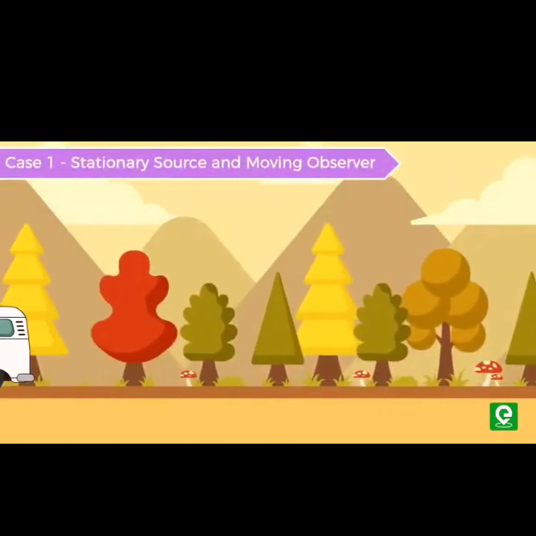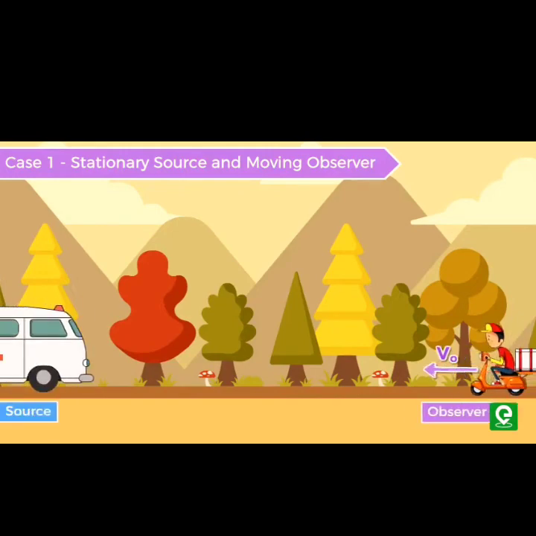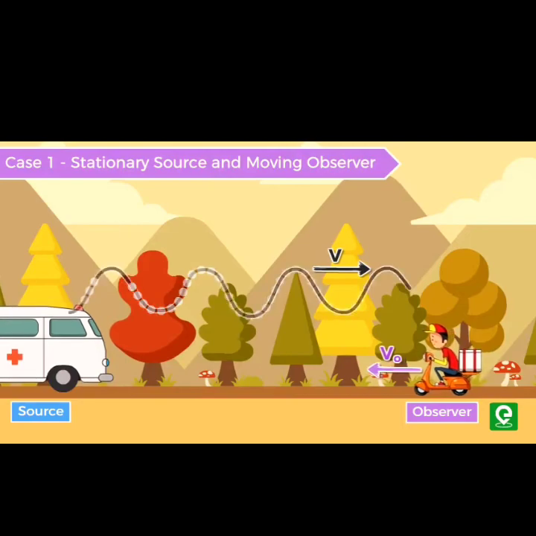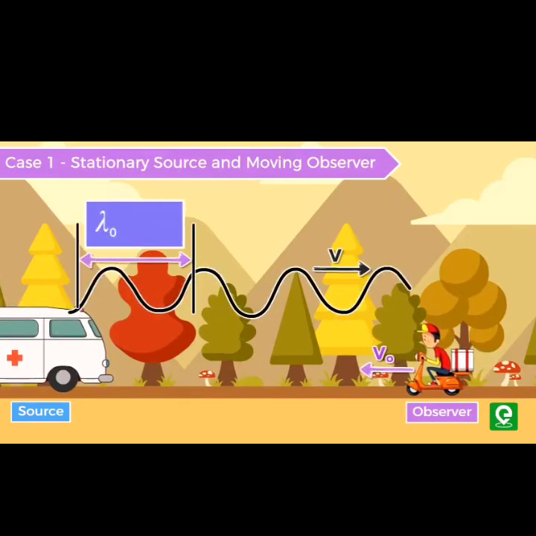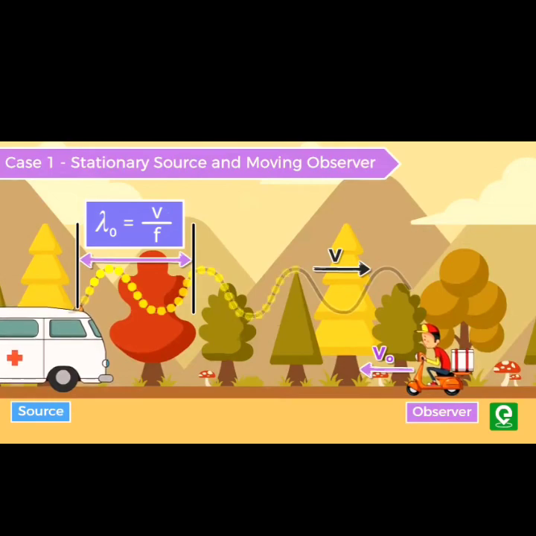Case 1. Stationary source and moving observer. When a stationary source produces sound waves of frequency f, then its wavelength in the air is given by the relation lambda naught equal to v divided by f, where v is the velocity of sound. Now these waves are traveling towards an observer who is moving with a velocity v naught towards the source.